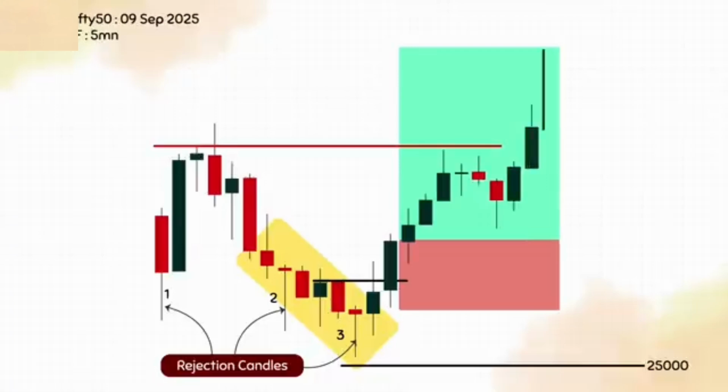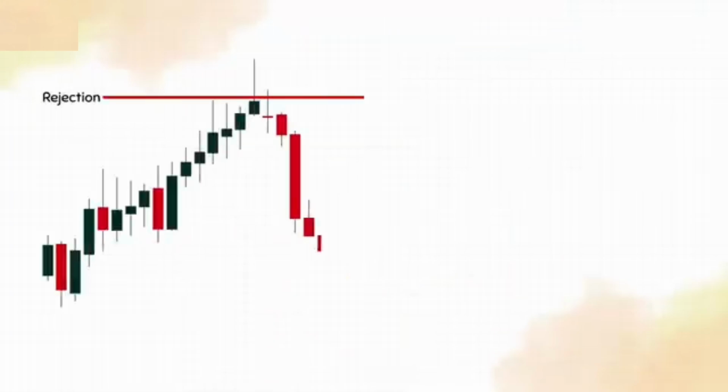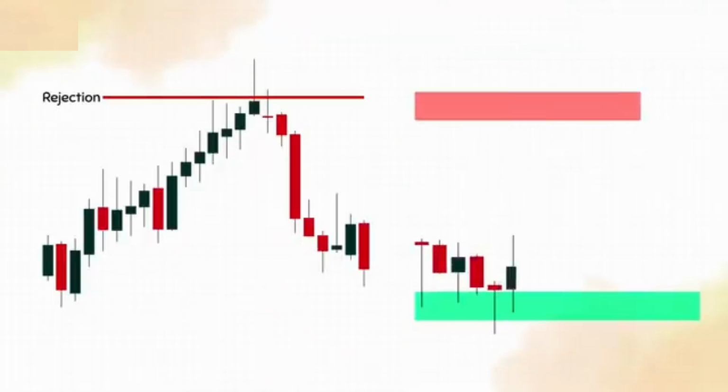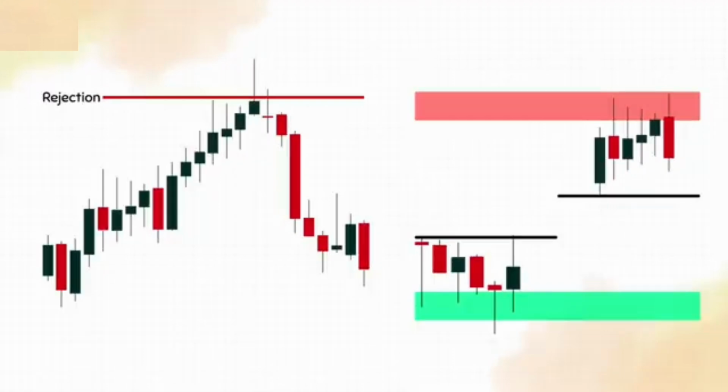An indecision candle forms when buyers and sellers are equally uncertain about the market's next direction. In this type of candle, the opening and closing prices are almost the same, creating a small body with long wicks on both sides. This tells us that neither side has established control. These candles commonly appear when a strong trend is losing momentum. As volatility decreases, price begins moving sideways instead of trending. During this consolidation phase, several indecision candles usually form one after another, showing that the market is waiting for fresh buying or selling pressure.